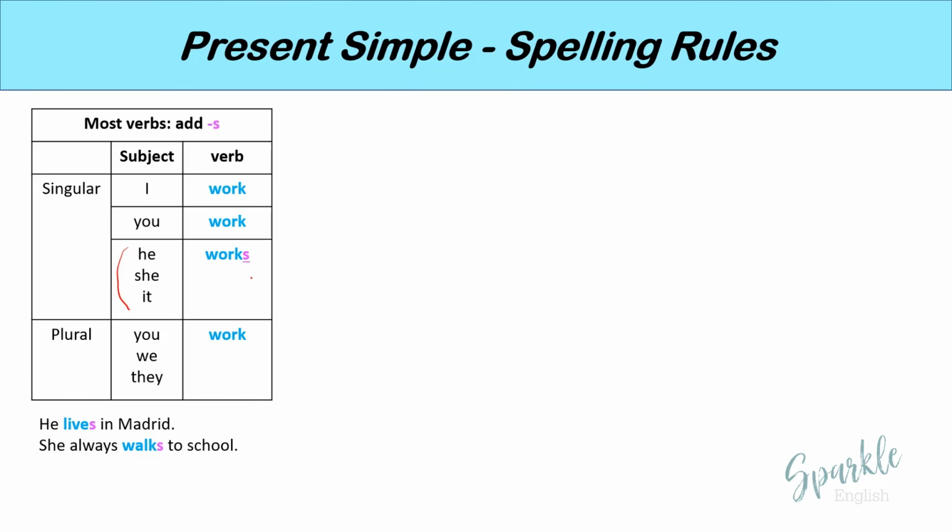For example, he lives in Madrid. She always walks to school. In both of these examples, we have to add s at the end of the verb because we're using the he or she form. For I, you, we, and they, we just use the verb as it is.